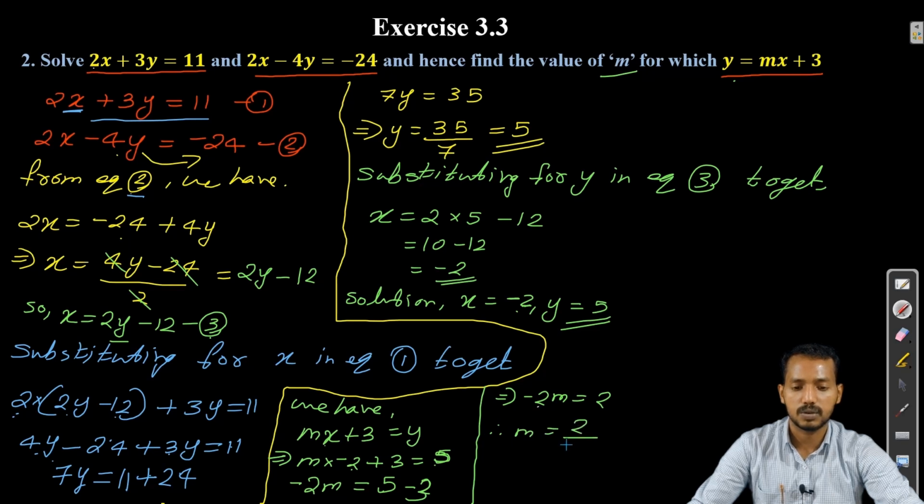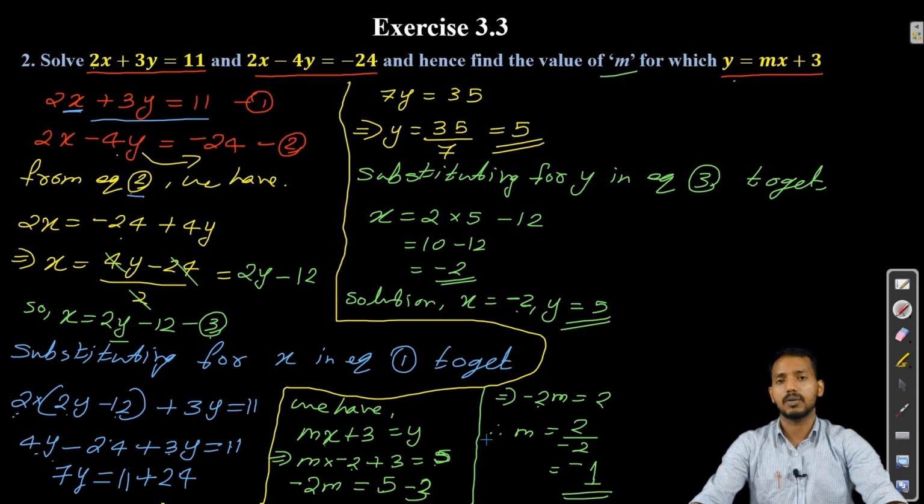Therefore, m is equal to 2, and this minus 2 will be in the denominator. So 2 divided by minus 2 is equal to minus 1. So the value of m we obtained is minus 1. So that's all about this question.